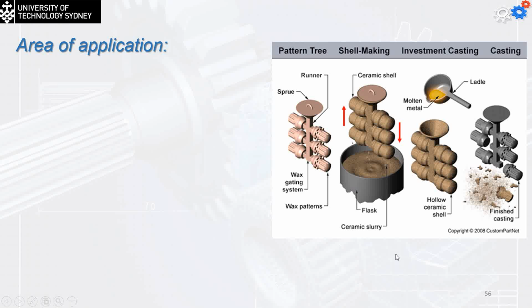Now these are also some of the steps we're going to do for the wax pattern, and then we're going to simply use the ceramic slurry to dip it in, and then I'm going to remove the molten wax by heating, fill it with the molten metal, and then we can simply remove the shell to get the finished part.